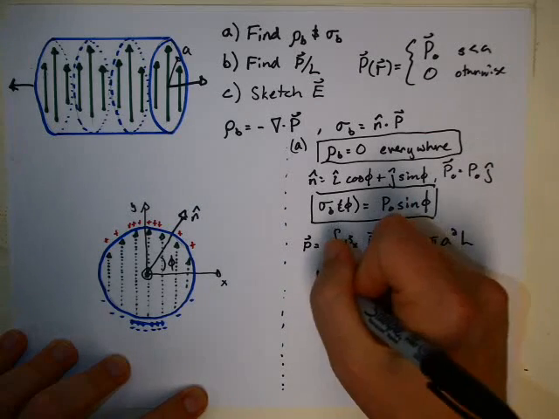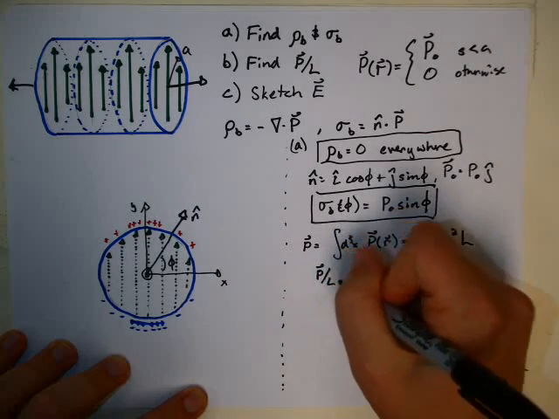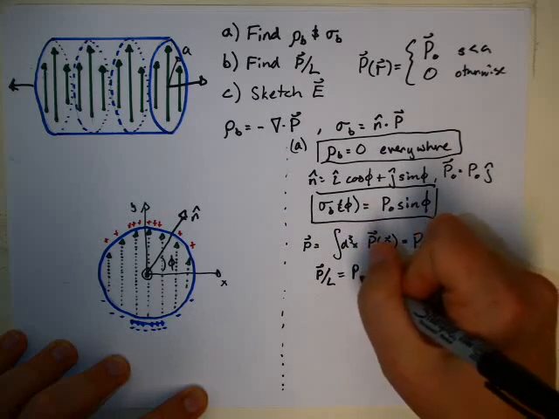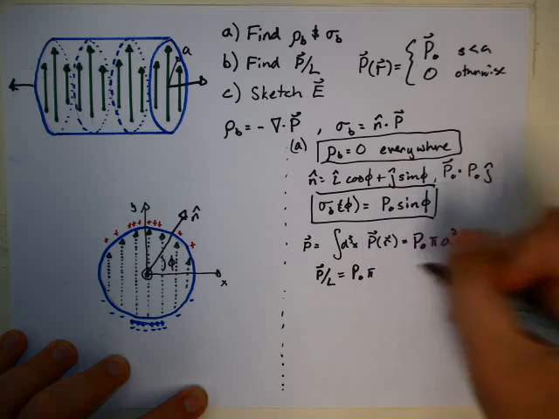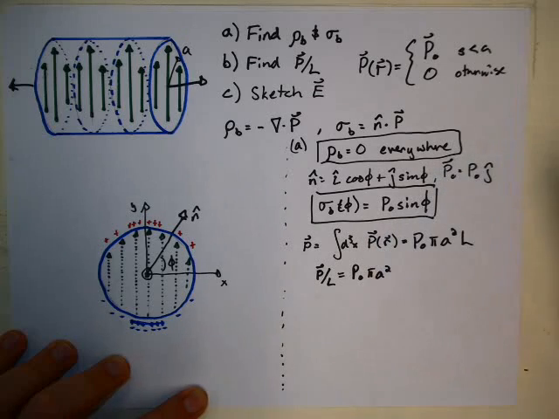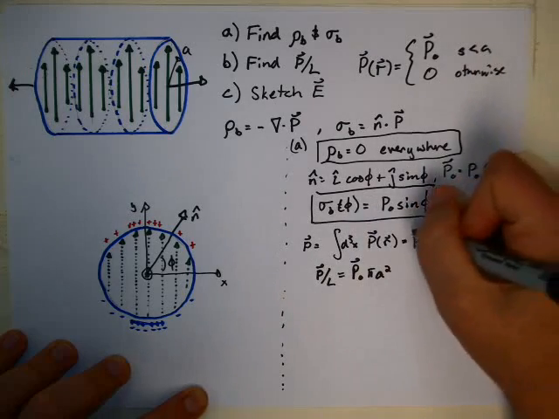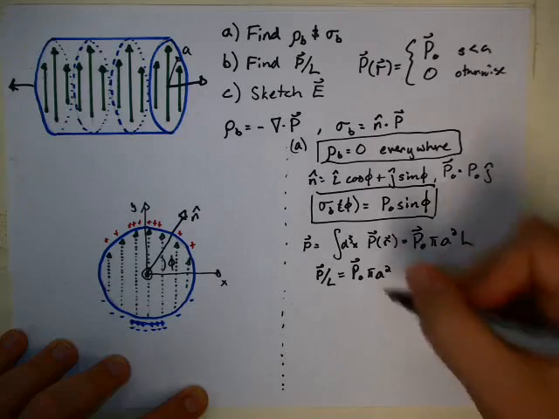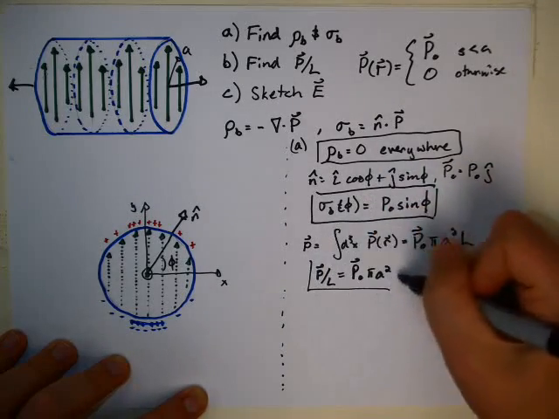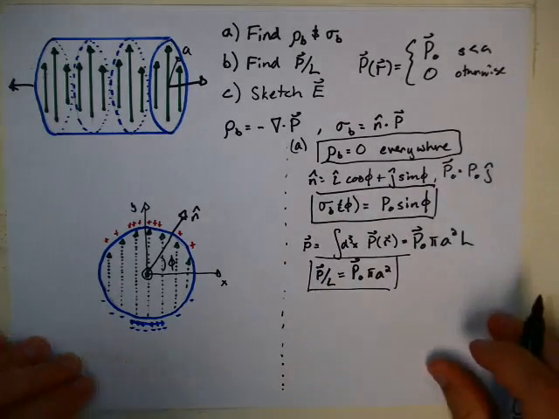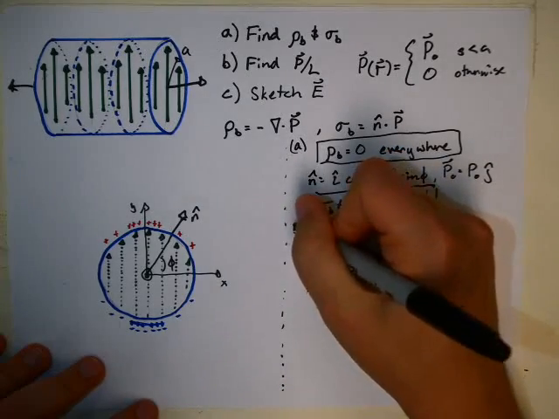And so turning that around, we can find that the dipole moment per unit length is p naught pi a squared. And in this case, I forgot to write out that this p naught is a vector. Okay, and so that's it. That's as simple as we have to do. And so this was part B.